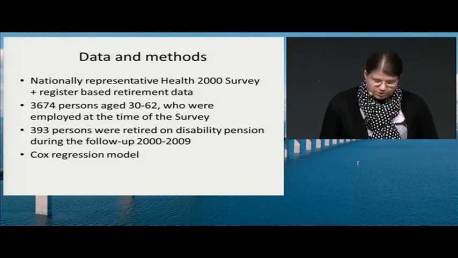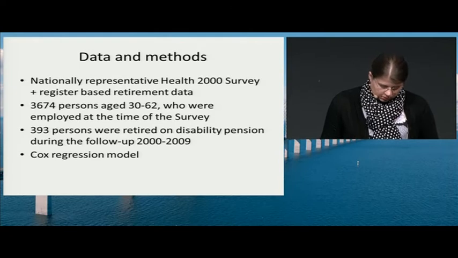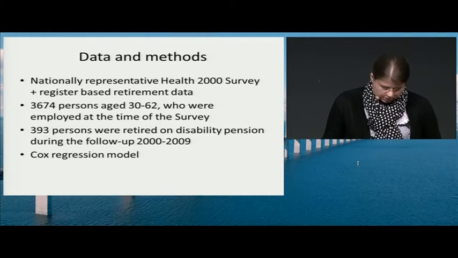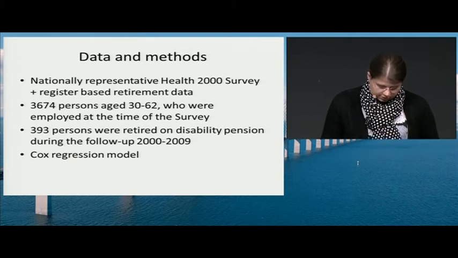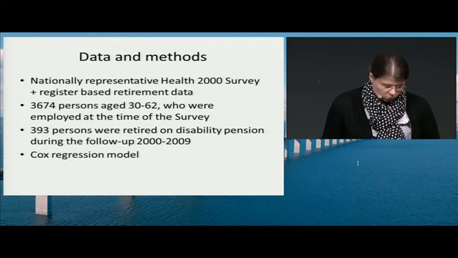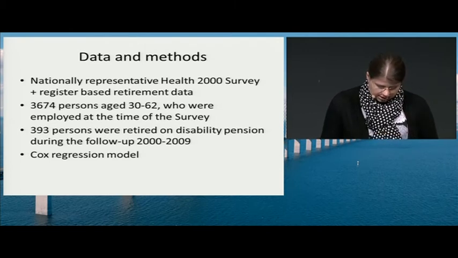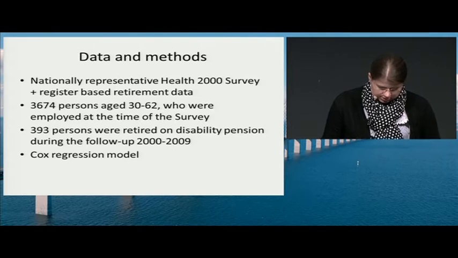The data source is the nationally representative Health 2000 survey, to which register-based retirement data have been linked. The data includes about 10,000 persons aged 18 and over and living in Finland. Home visit interview and health examination were done between August 2000 and May 2001. The Health 2000 survey is a highly representative study. Almost 89% of the people in the final sample attended the interview and almost 85% took part in the health examination. Register data were linked to the Health 2000 with a special identification number.